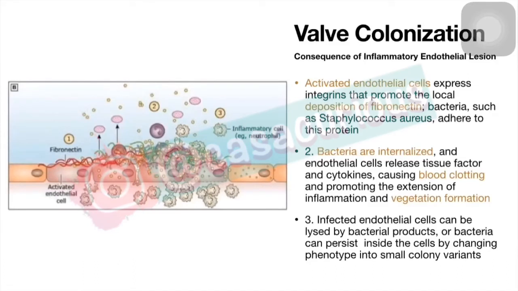Activated endothelial cells express integrins that promote the local deposition of fibronectin. Bacteria, such as Staphylococcus aureus, adhere to these proteins. Bacteria then are internalized and endothelial cells release tissue factors and cytokines, causing blood clotting and promoting the extension of inflammation and vegetation formation. Finally, infected endothelial cells can be lysed by bacterial products, or bacteria can persist inside the cells by changing phenotype into small colony variants.